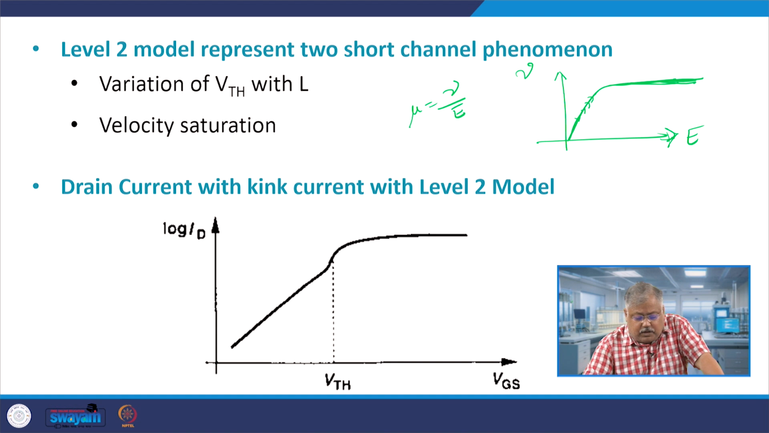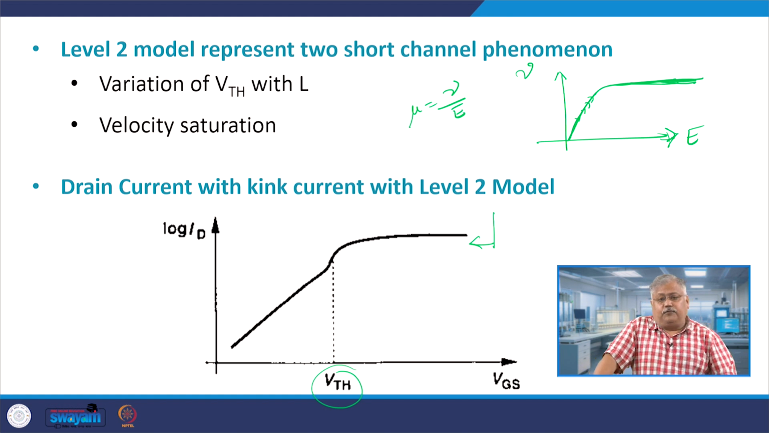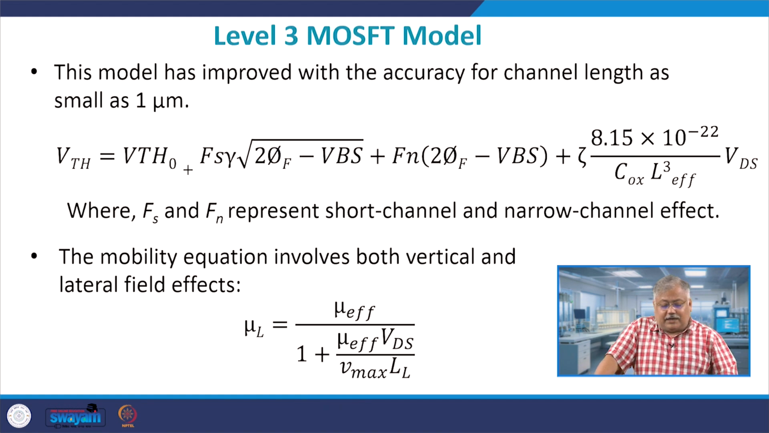Now, there is a problem, you can see the problem statement here, that in the level 2 model there is a kink in the drain current at VTH, and this is because of the discontinuity of the current flowing through the body.